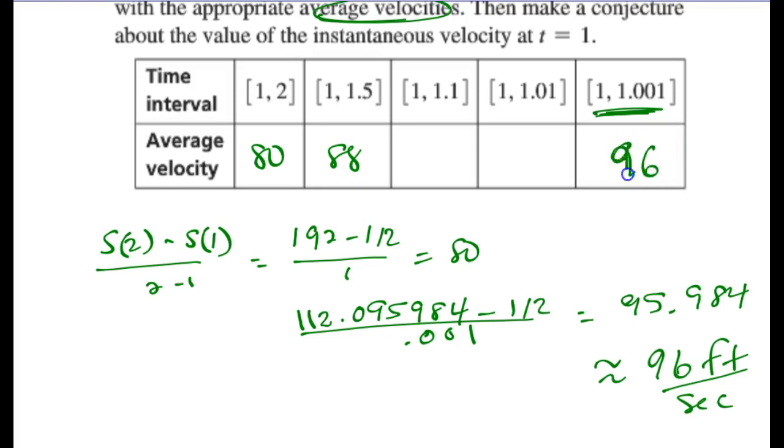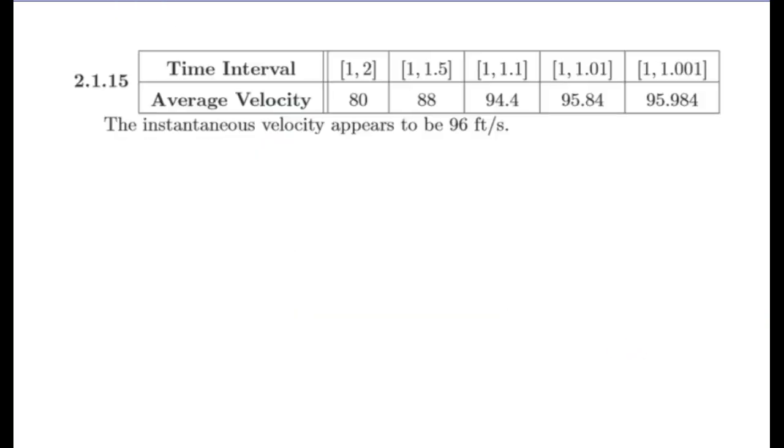I don't know what MyMathLab has, but if they wanted you to be really accurate to several decimal places, that's not quite 96, but you can see if I keep pushing this closer and closer, it'll eventually, instantaneous velocity is going to be 96, but this is close to instantaneous velocity. So, oh, good. They might be looking for the 95.984.